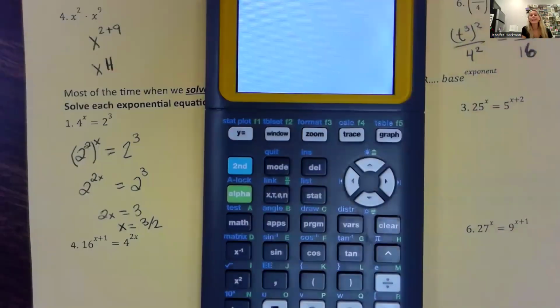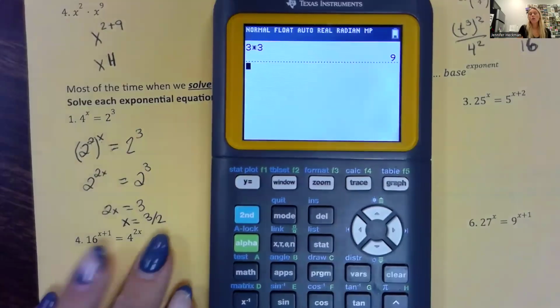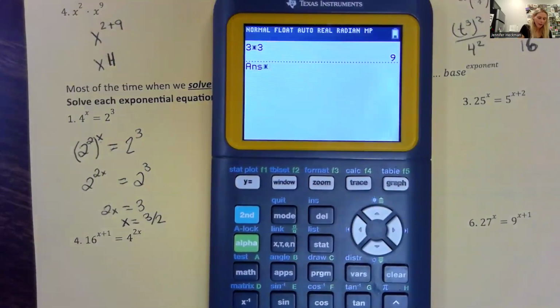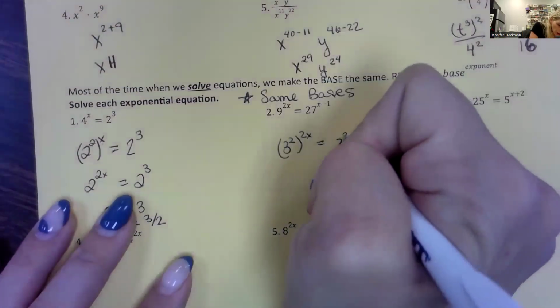Okay, so since I know it's 3, what I will do is 3 times 3. So I know 3 squared is 9. Let's try it again. Times 3. Oh, there's my 27. So how many times did I multiply 3 by itself? 3 times. Okay, so this would be 3 cubed.